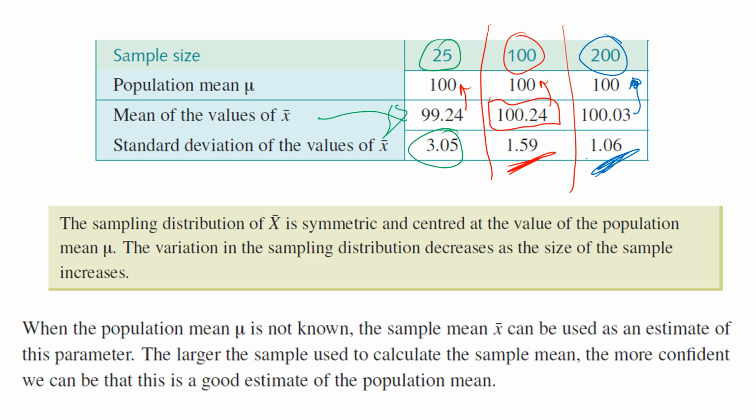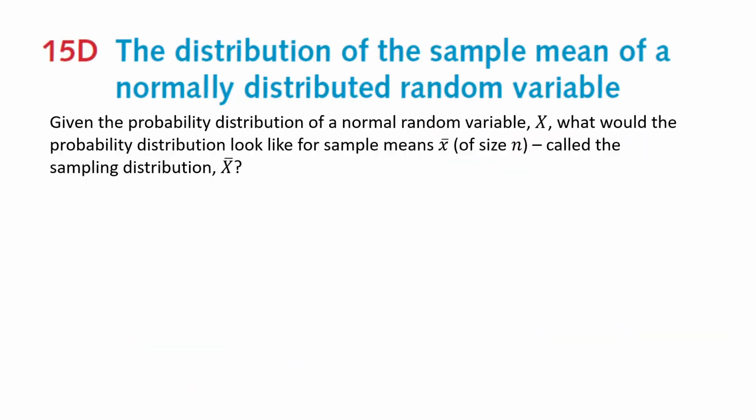When the population mean is not known, the sample mean X bar can be used to estimate the parameter, and the larger the sample used to calculate the sample mean, the more confident we can be that it'll provide a good estimate. And the more samples we have, the closer it'll be, as well as the larger the sample size. So both work in cahoots.